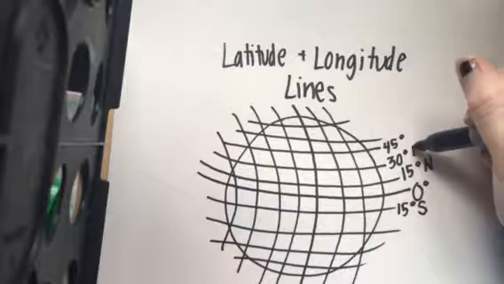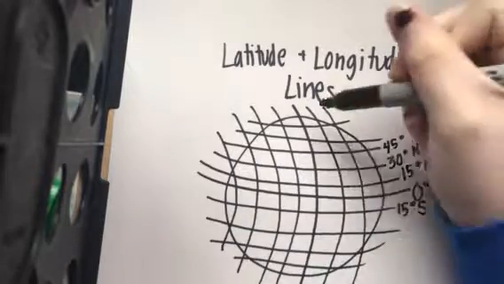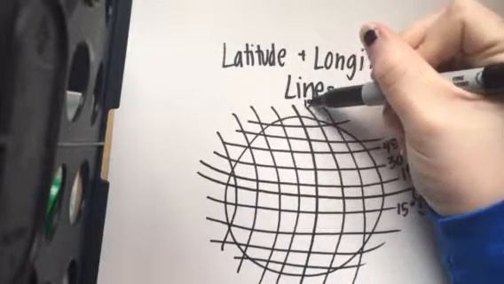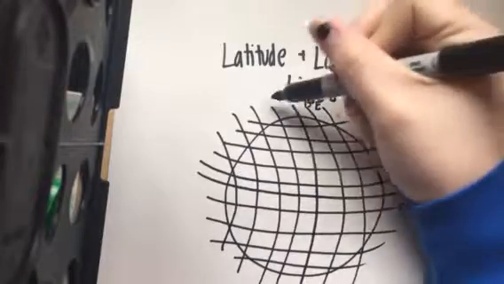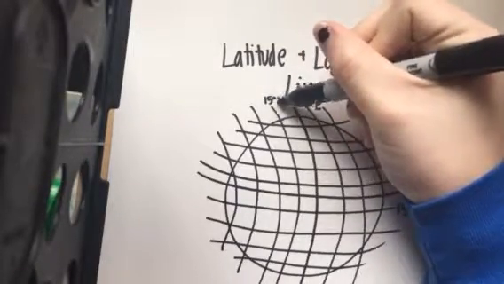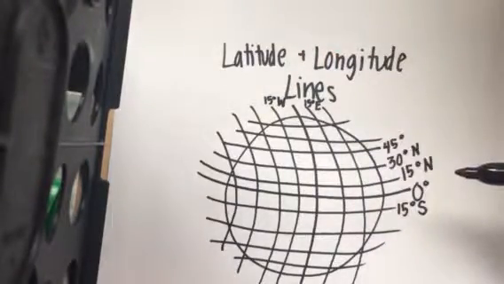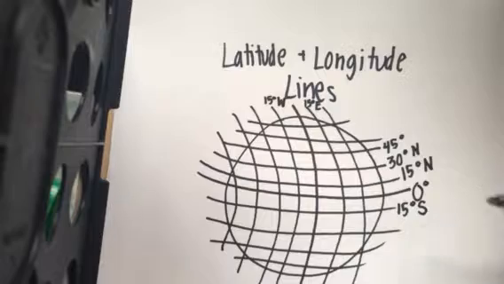Labeling the degrees with a north, south, east, or west is very important so that if other people look at our recordings, they can find the location too.